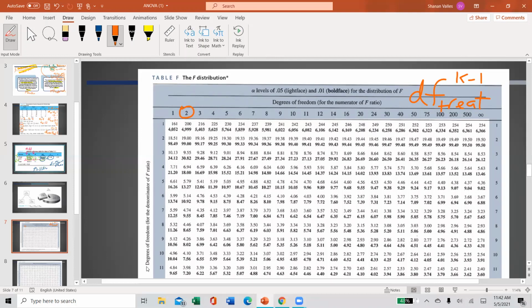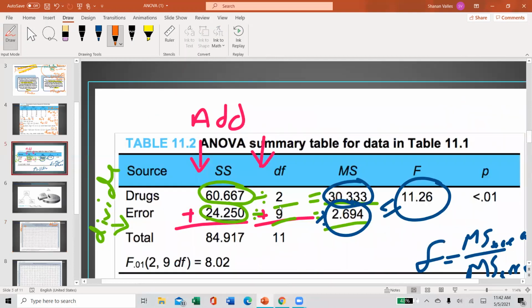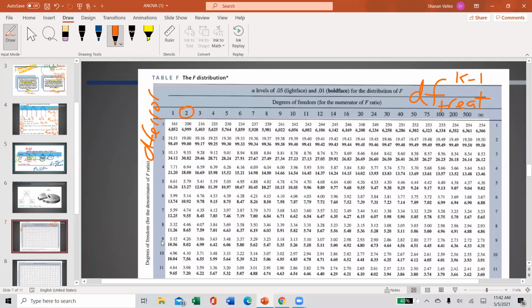And then if we look over here on the side, it tells us degrees of freedom for the denominator, okay? And that is our degrees of freedom error. Look back at your table right here. Degrees of freedom error is 9. Okay, so 9, here's this one. All right, degrees of freedom 9, right? So we slide our fingers over and there are our critical values. The light face is the critical value at the 0.05, and the bold, the 8.02, is the critical value for the 0.01.